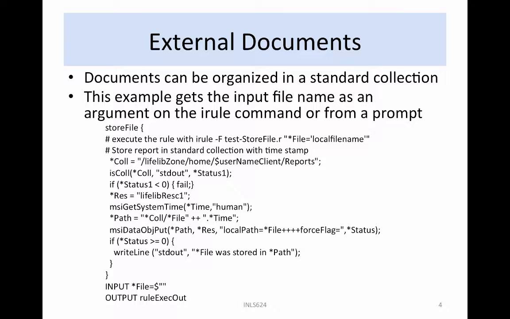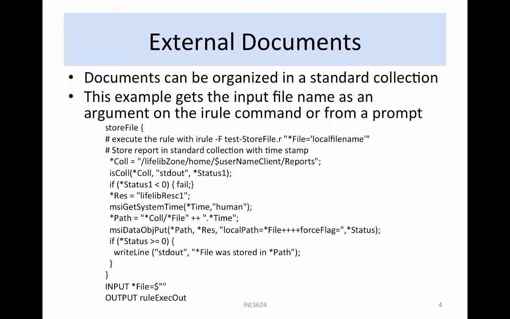This example rule, shown here, gets the input file name as an argument on the irule command or from a prompt. The rule checks that the collection exists, gets the current time, adds the time as a version on the file, and stores the file in a standard location. A message is written to standard out when the rule executes successfully. This is an example of the storage of an external report in a standard collection location.